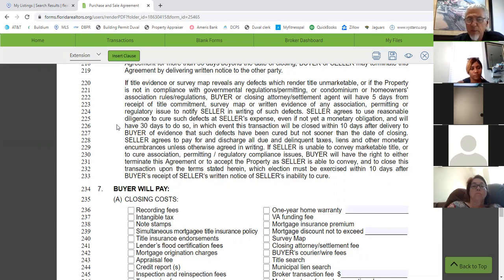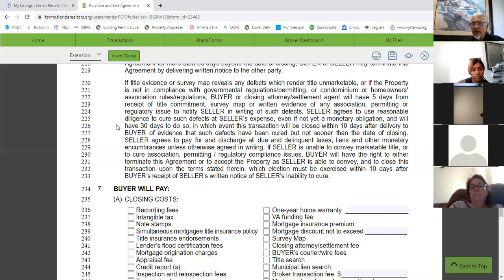Okay. Seller agrees to pay for the discharge of all due and delinquent taxes, liens, and monetary encumbrances unless otherwise agreed to in writing. If seller is unable to convey marketable title or cure the association permitting regulatory defects, buyer will have the right to either terminate this agreement or accept the property as the seller has the ability to convey it, and close the transaction on the terms stated herein, which election must be exercised within 10 days of the buyer's receipt of the seller's written notice of the seller's inability to cure. Okay, all that says is what it says.